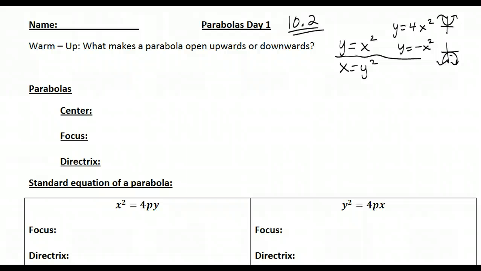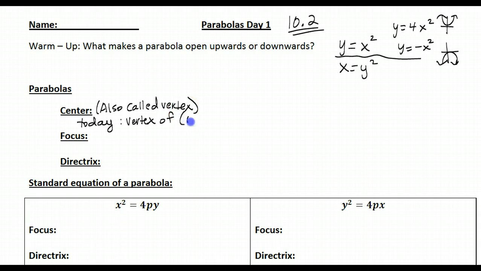First of all, the center of our parabola is a fancy way of saying the vertex. And today, all of the equations we're going to do have vertex of 0, 0, so centered at 0, 0. And then 10.2 part 2 is parabolas that are not centered at 0, 0. So today, all parabolas with a vertex of 0, 0.